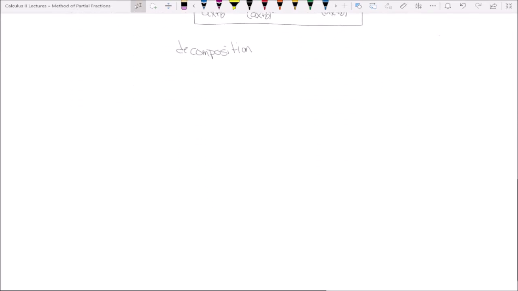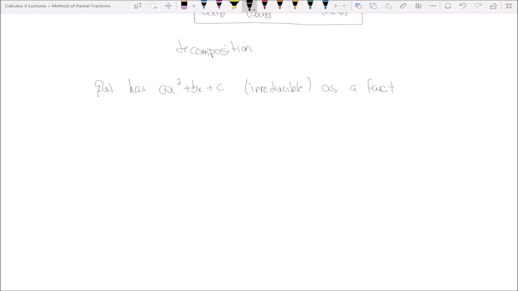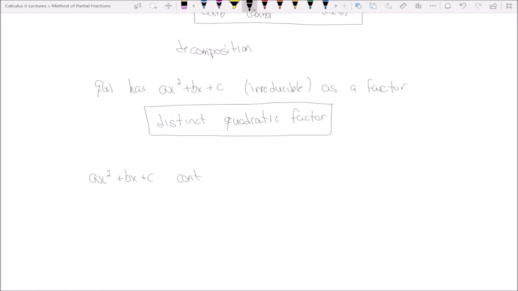Now we look at what happens if q of x has ax squared plus bx plus c, where this is irreducible, as a factor. In other words, we consider a distinct quadratic factor. So this factor contributes Ax plus B over ax squared plus bx plus c to the decomposition.